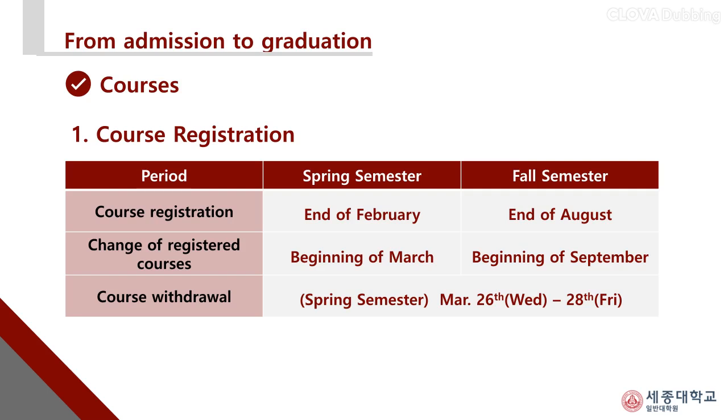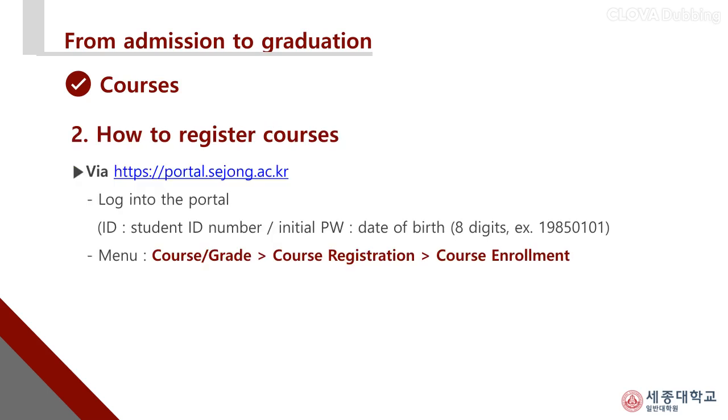Course registration happens at the end of the month before each semester begins. You can change your course selections during the first week of the semester, and course withdrawal is allowed at the end of the first month. For the exact dates, check the academic calendar or notices on the website. You'll register for courses through the portal under the Classes Grades menu.